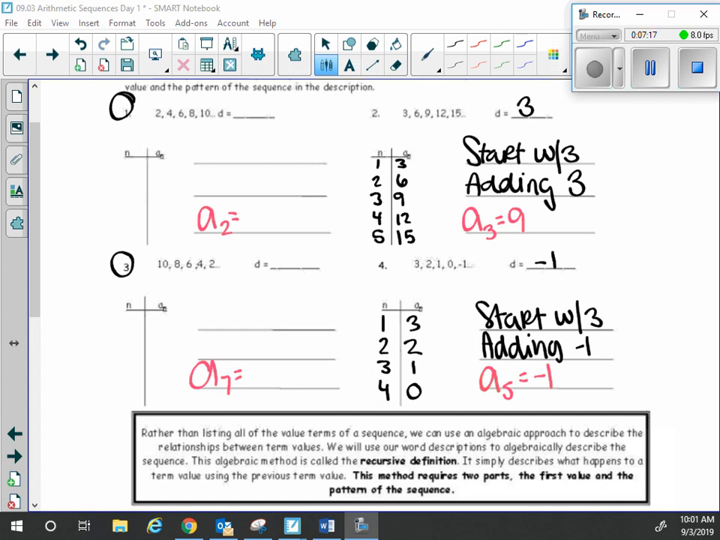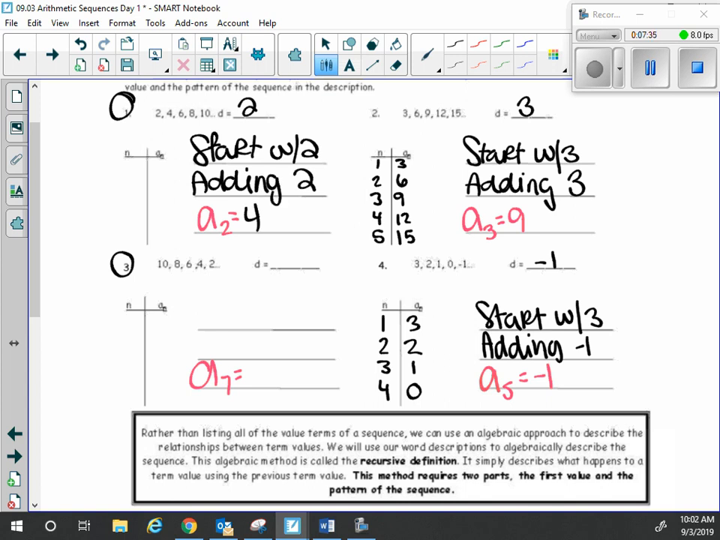Okay, number 1, what's your common difference? 2. You started with, and what did you do every time? And what is A of 2? 4. Very good. Okay, number 3, what was your common difference? Negative 2. You started with, and what was A of 7?